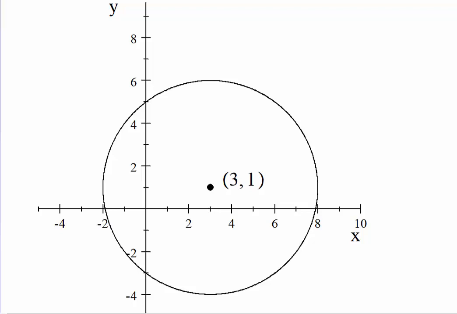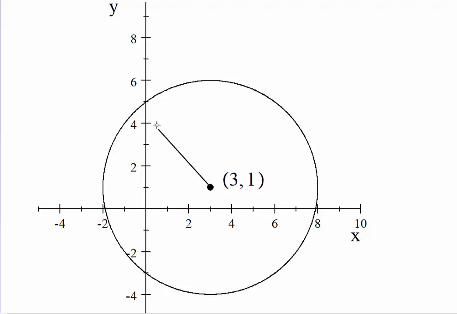Now we are going to discuss the equation of a circle. So let's say we have a circle here. The center is at (3, 1), and we would like to determine an equation of the circle. First, let's determine the radius.